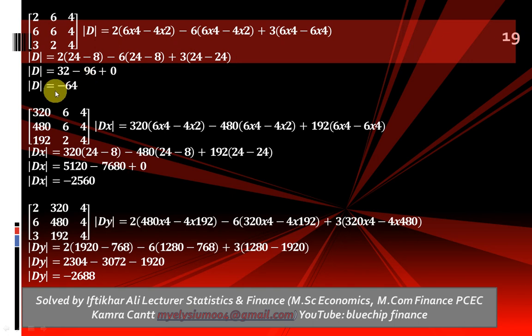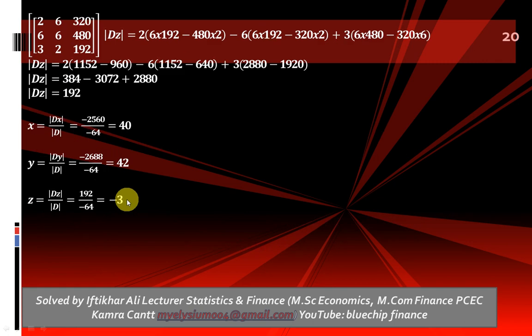Finally the calculation is indicating that determinant of D is minus 64. So in this way you can calculate determinant of dx, determinant of dy. You can pause the video and see the calculation, and determinant of dz. And after putting the values into these three formulas, you can get the values of x, y, and z.